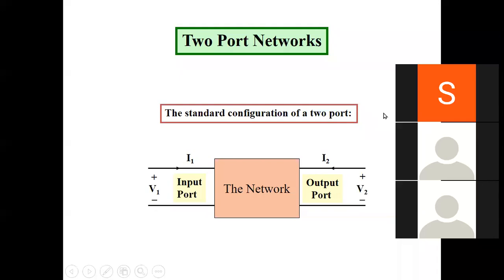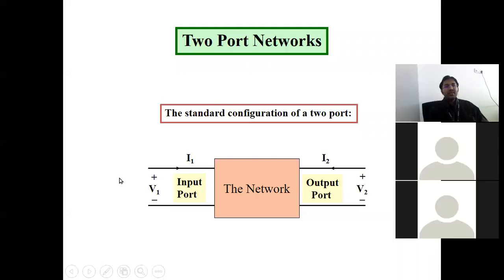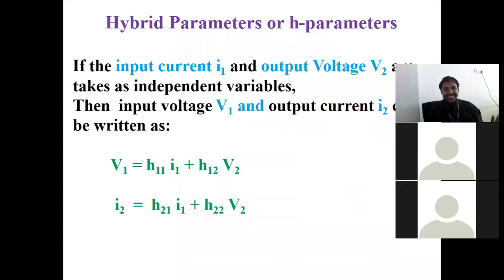Okay, right? So now the hybrid parameter model is valid for a two-port network. In the two-port network, what are the variables we have? Input voltage and input current at the input side, output voltage and output current at the output side. Very simple. So total 4 variables: V1, I1, V2, I2.